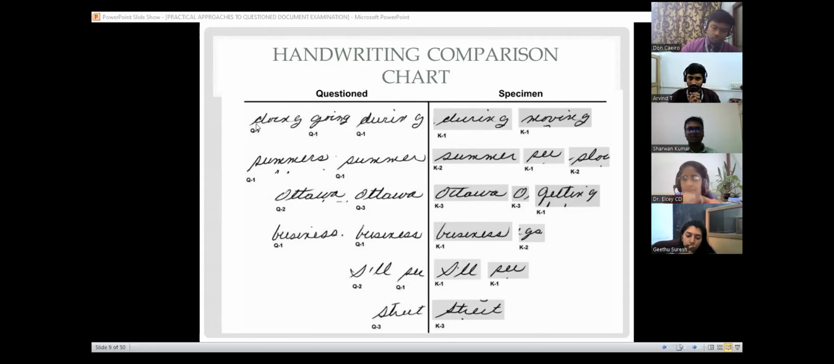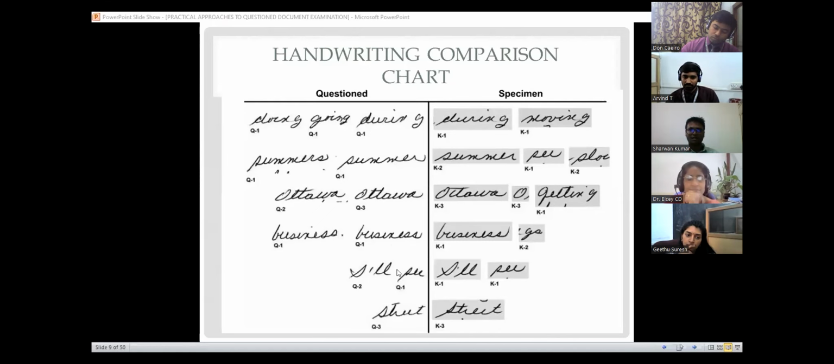For example, here in the questioned text we have Q1. Here you can see the execution of D. In K1 you can see the execution of D in the word during. You can see the word during. So how it is executed. Similarly, we can also see this word Ottawa. You can see the nature of execution of the last letter in Ottawa, the small case a, the nature of finish of the a. So it is highly individual in nature.